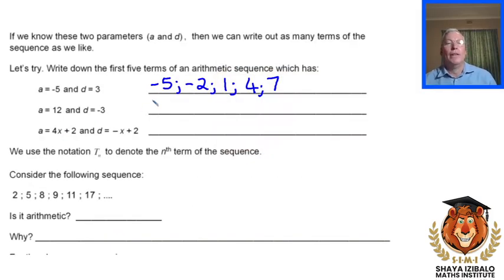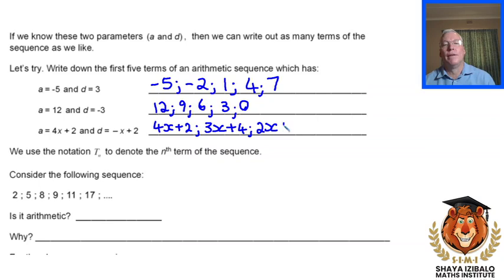Okay, let's take a look. This one will be 12, then 9, then 6, then 3, and then 0. Those are the first 5 terms. This one will be 4x plus 2 is A. The next one will be 3x plus 4. The next one will be 2x plus 6. The next one will be x plus 8. And the last one, when we add another negative x plus 2, we're just going to get 10.